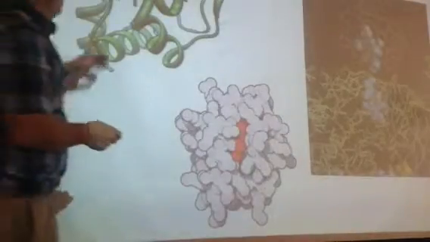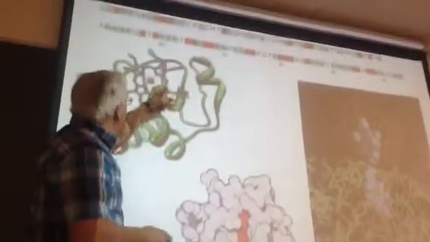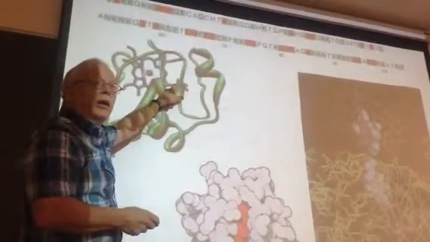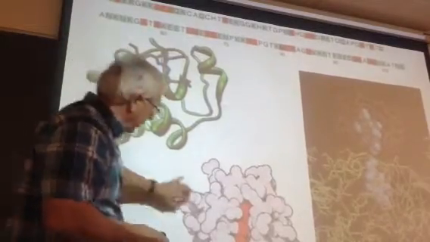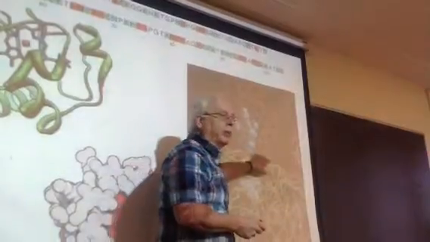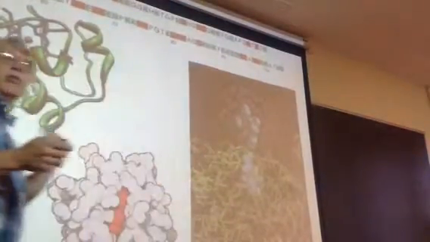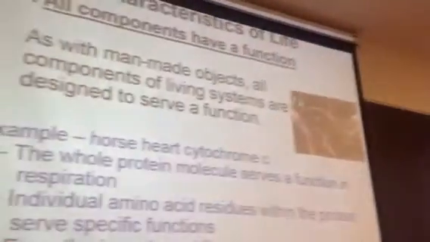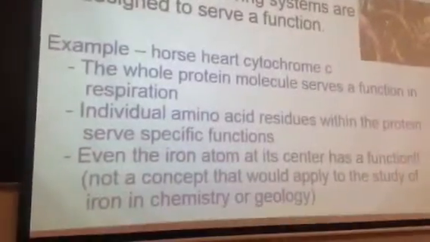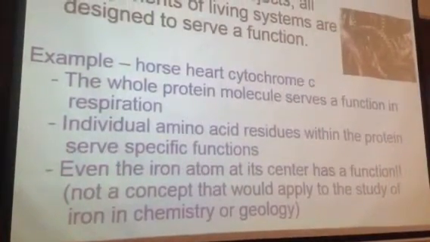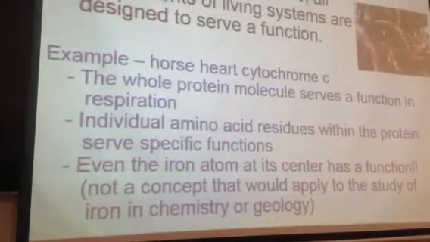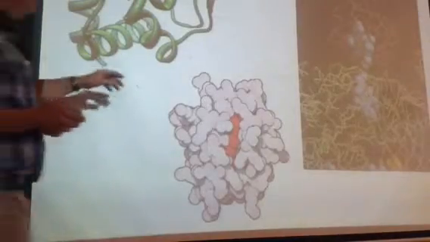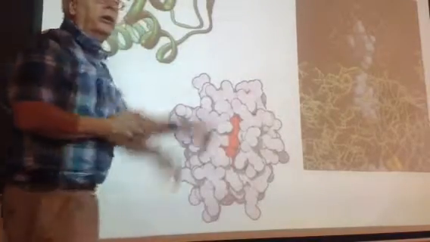So you could say, okay, there are amino acid residues here that are involved with binding and holding the heme group in, or others on the surface here that are involved in interaction with the mitochondrial membrane. So you can talk about functionality even at the level of individual amino acids within the protein. And even iron. You could say, okay, what's the function of the iron atom there in the center?